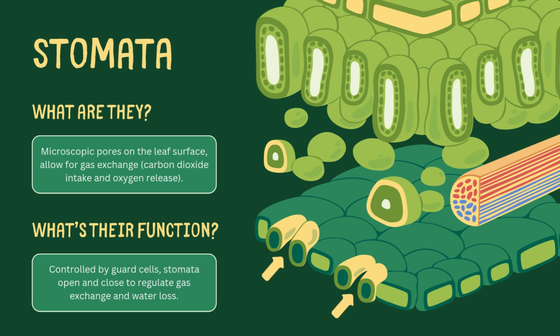Function of stomata: gas exchange. Let carbon dioxide in for photosynthesis. Release oxygen (O2) as a byproduct. Transpiration: let water vapor escape, which helps pull water up from the roots and keeps the plant cool.